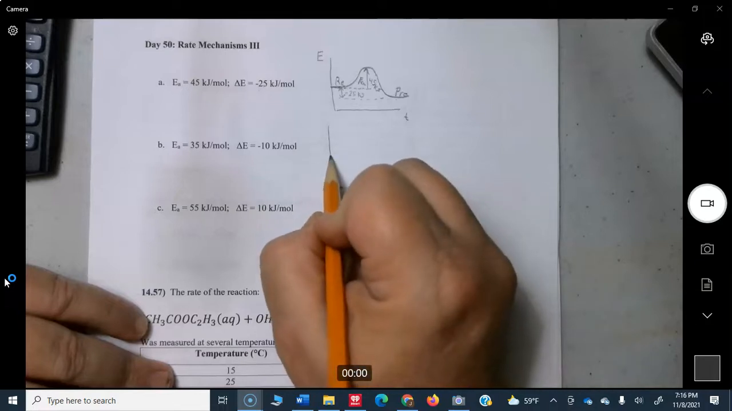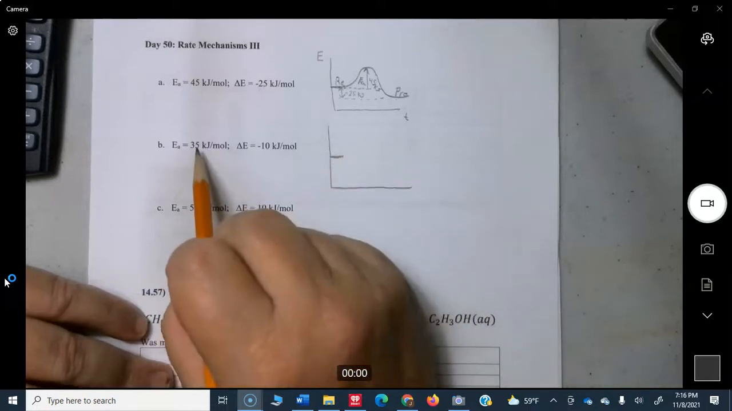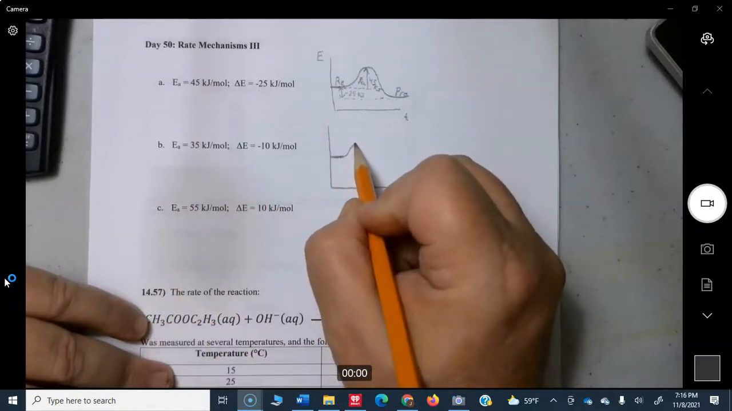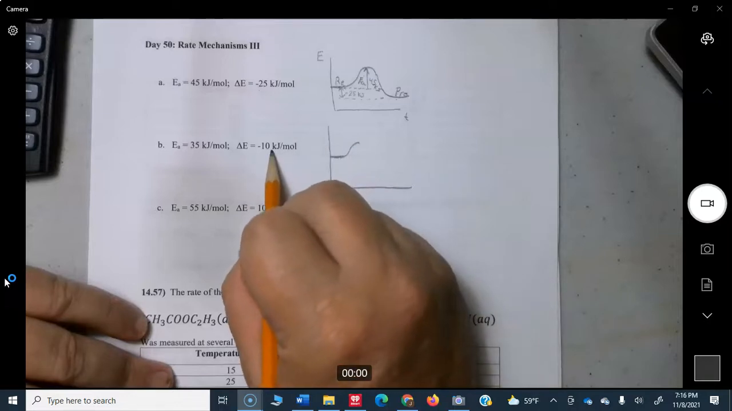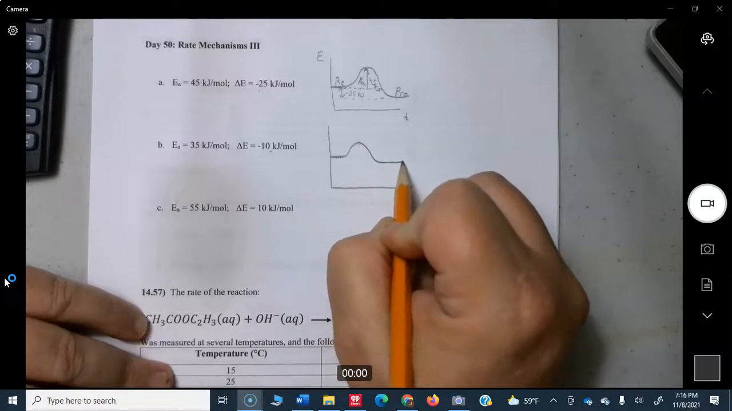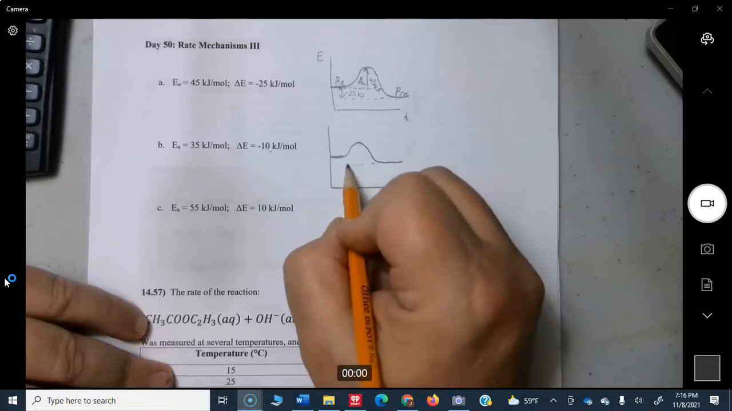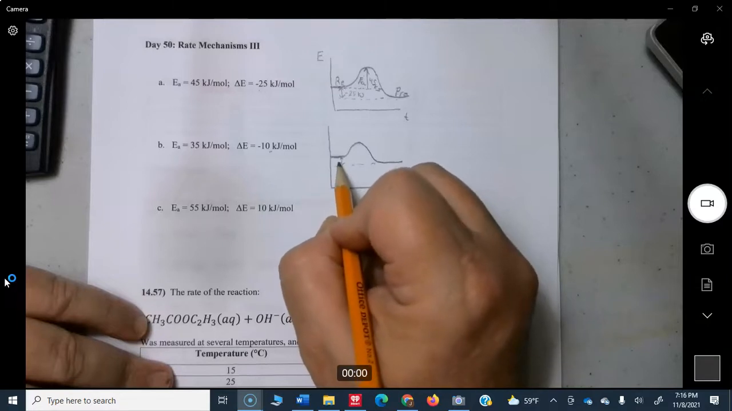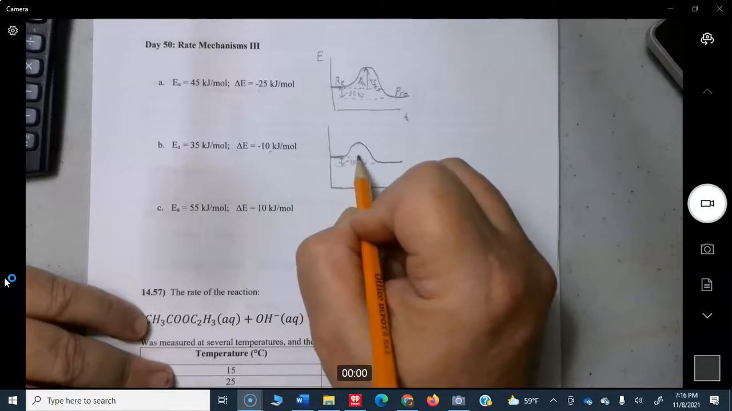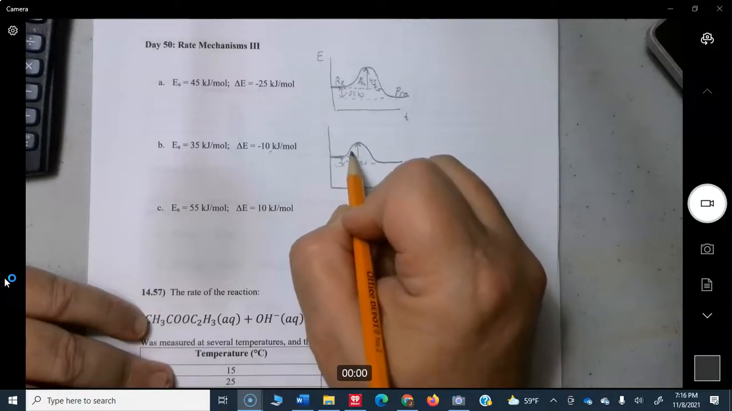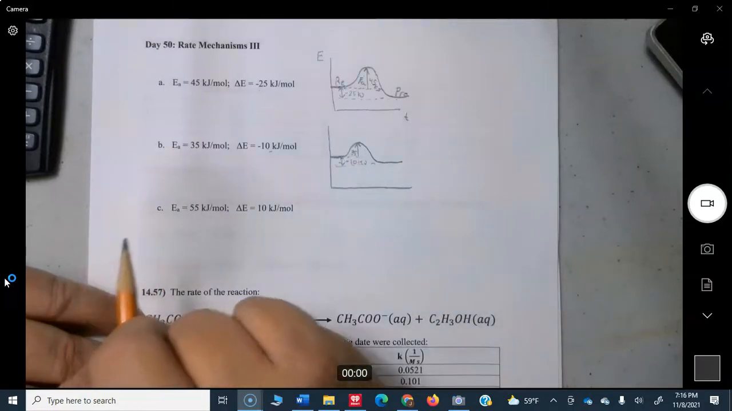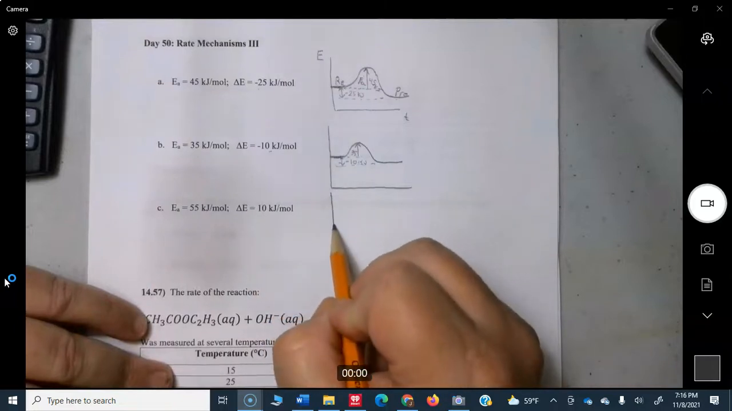Okay, let's draw it again for this one. Okay, so again, we'll say we start at the same place. Now this has an activation energy of 35. It's not as high as this one, so we're going to draw it a little lower. And then it doesn't give off as much energy. It doesn't go down quite as low, so it's going to go down to about right here. Okay, so this distance from here to here is negative 10 kilojoules. And this distance, which is the activation energy, is 35 kilojoules. That right there.